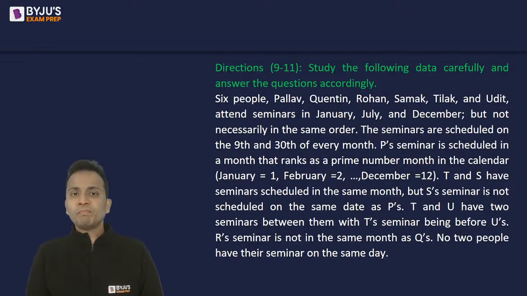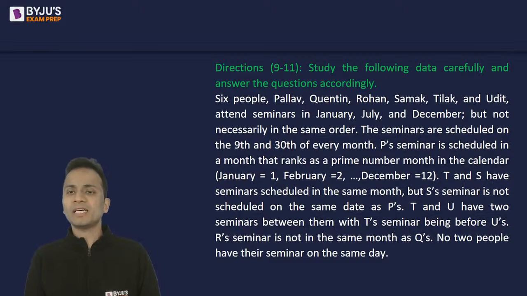Now, six people, Pallav, Quinton, Rohan, Samak, Tilak, and Udit, attend seminars in January, July, and December, but not necessarily in the same order. The seminars are scheduled on 9th and 30th of every month. So, six people, 3 into 2, 6 dates. The seminars are scheduled on 9th and 30th.